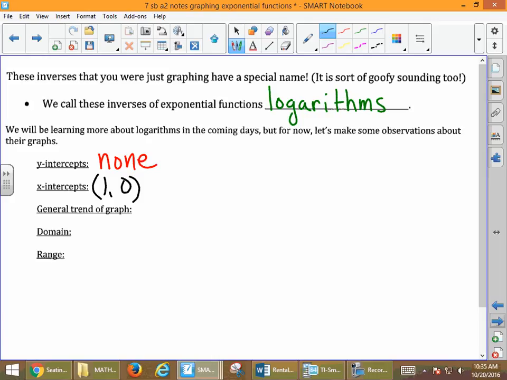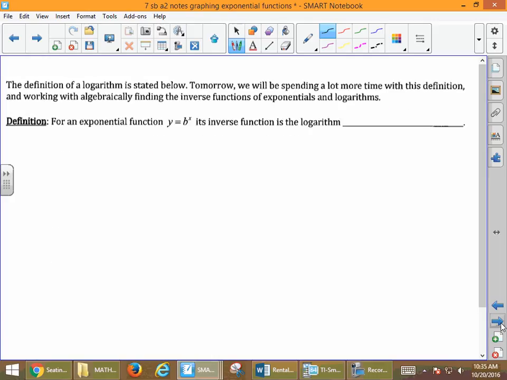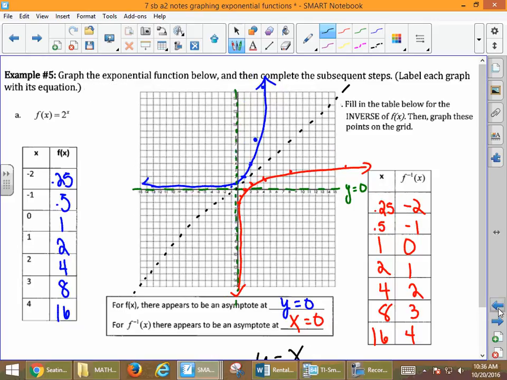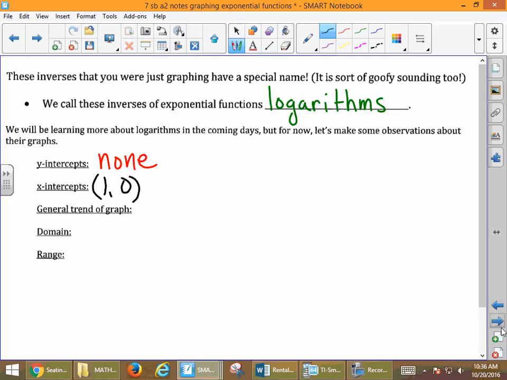Our general trend of our graph, remember we read graphs from left to right. So again, if I go back here, coming from the left, our graph starts to go in an upward direction. Both red graphs tend to go in an upward direction. We call that increasing.